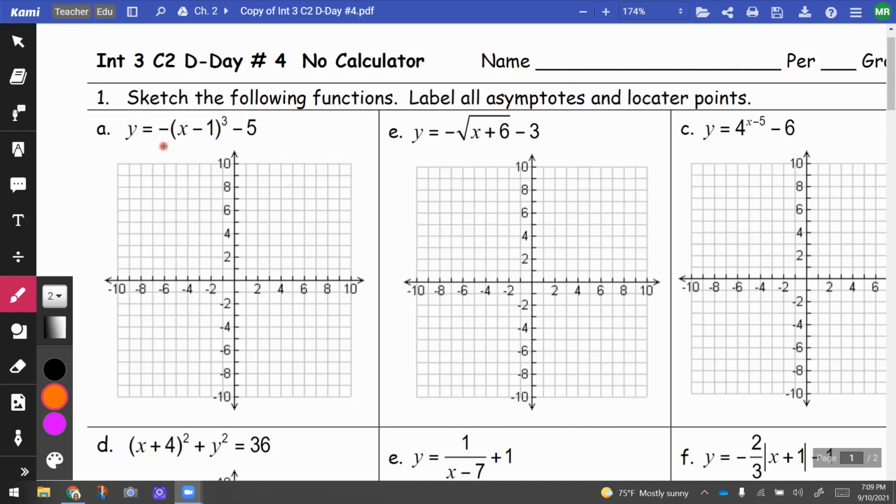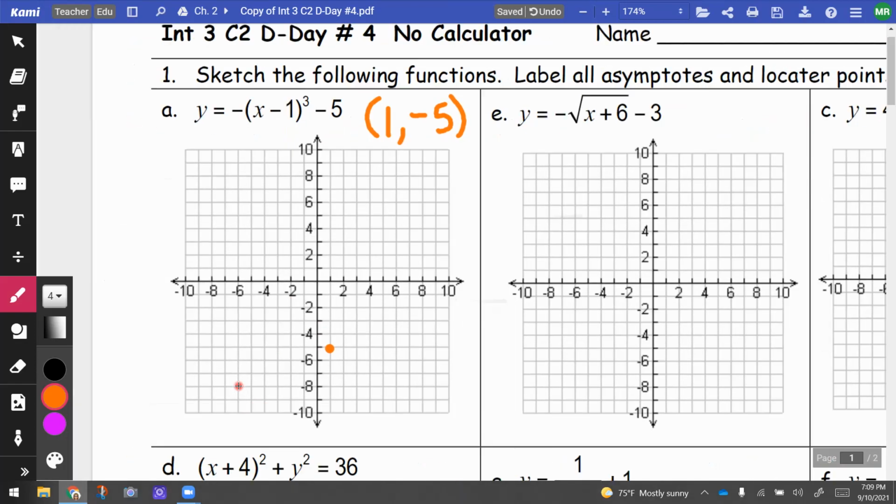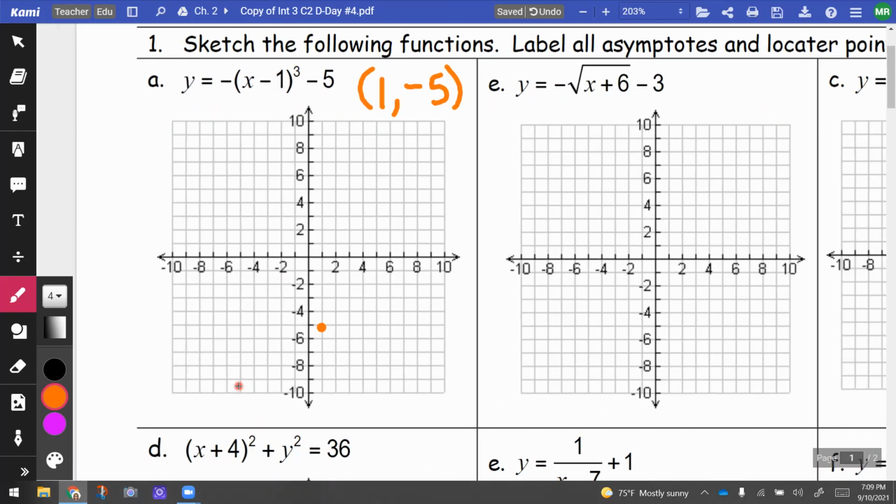Our inflection point is going to be at 1 because the x minus 1 makes that 0. So that means it moves to the right 1. And then the -5 means it moves down 5. And so I am going to go to (1, -5). And that's going to be my inflection point. You kind of zoom in a little bit more for us there.